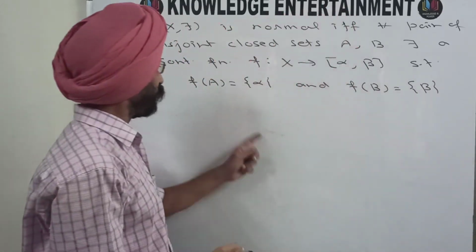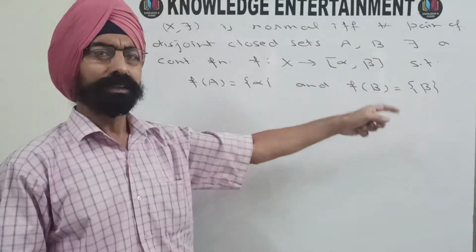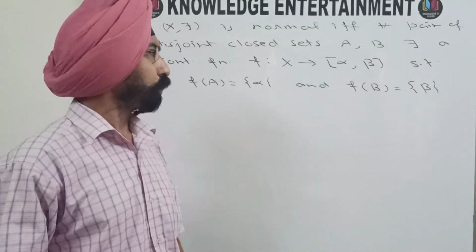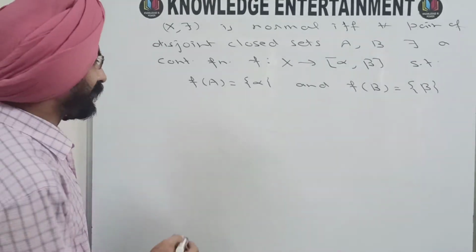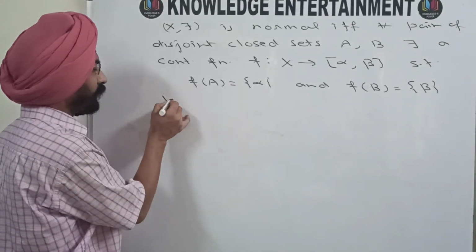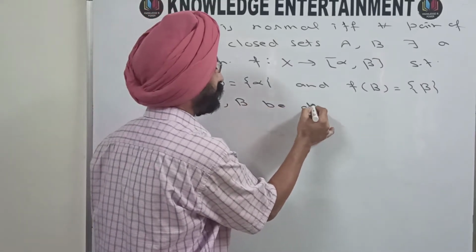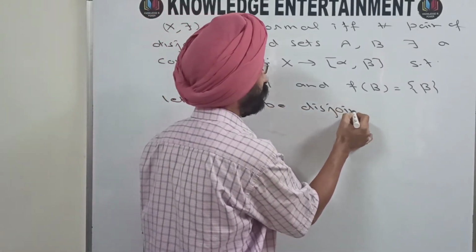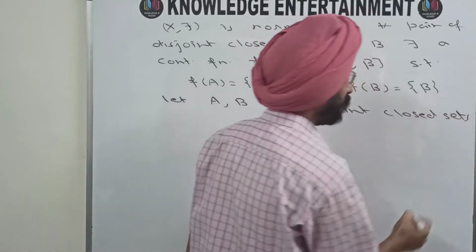Earlier it was image of every point of A is 0 and image of every point of B is 1. Now it is alpha and beta. So how to prove it? Let us start by taking A and B. Let A and B be disjoint closed sets.